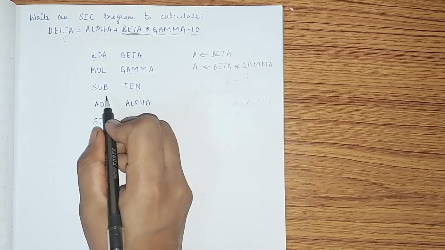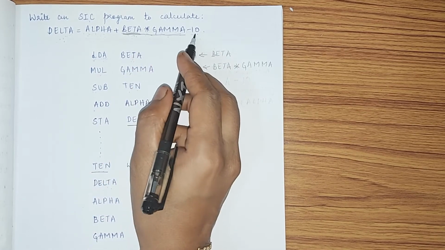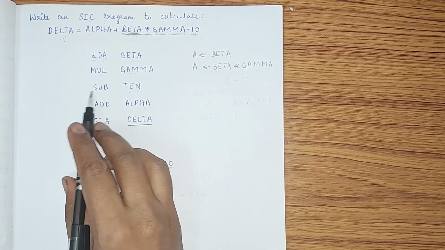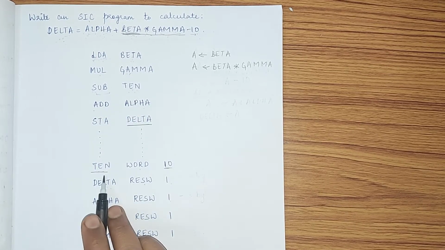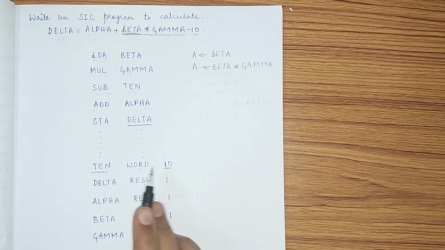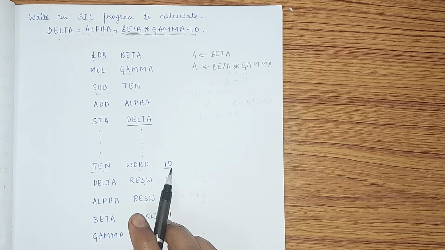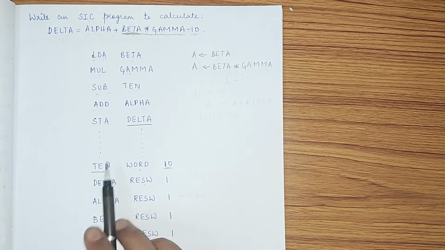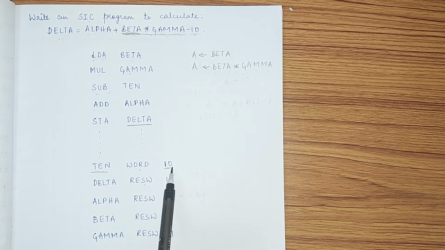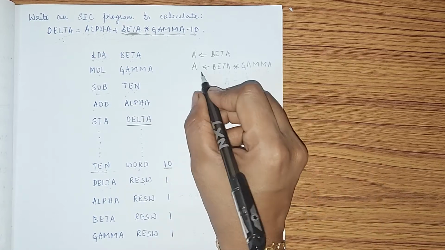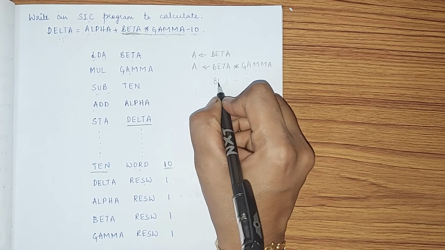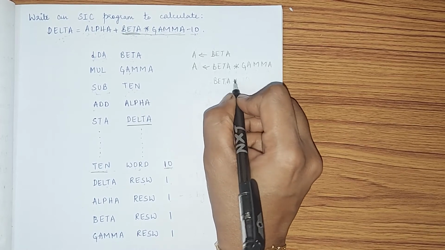So then what are we going to do? We are going to subtract 10. For that we are going to write this statement, SUB TEN. But what is TEN? TEN is a word which has the value 10. This is how we denote it in the SIC program. 10 is a constant and it is defined by this word TEN. So we are going to subtract 10. That means the result that is there in the accumulator now contains beta star gamma.